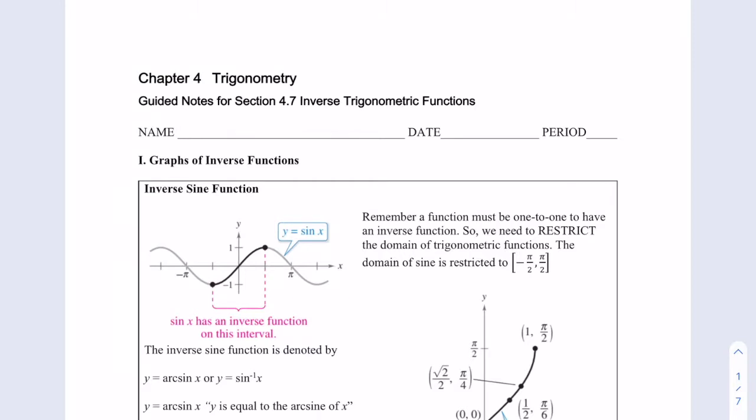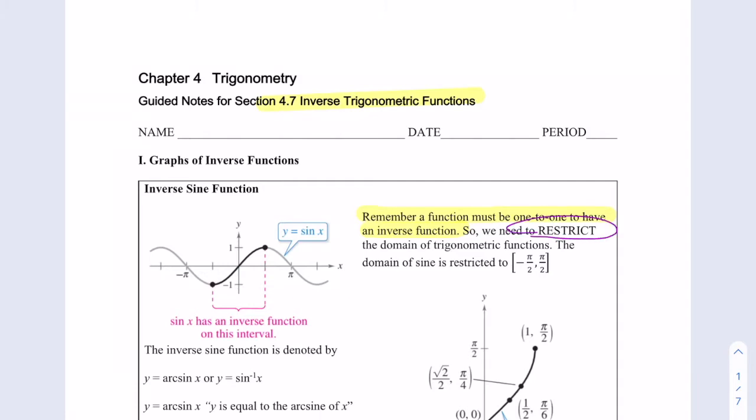Hi, welcome back. Today we're going to look at inverse trigonometric functions. Now remember, if a function has an inverse, we have to first make sure it is 1 to 1. Remember, every x corresponds with one y to be a function, but to have an inverse, every y must correspond with one x. So whenever we have trigonometric functions, we will need to restrict the domain of the function.